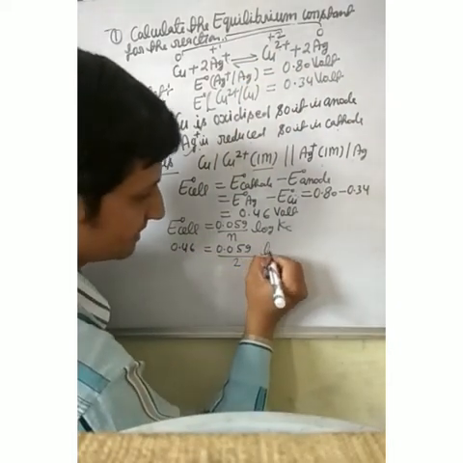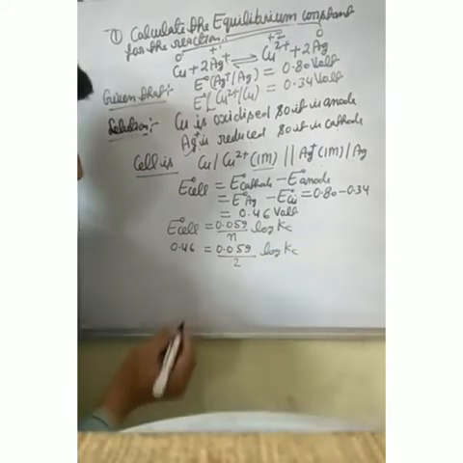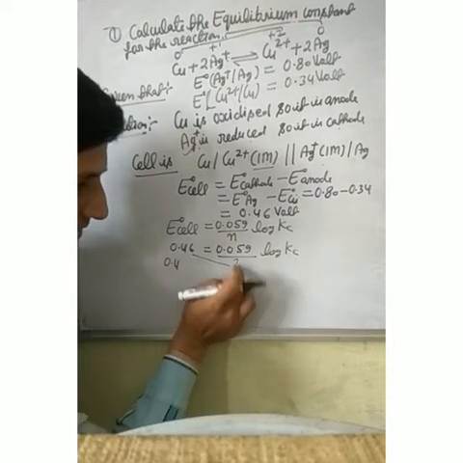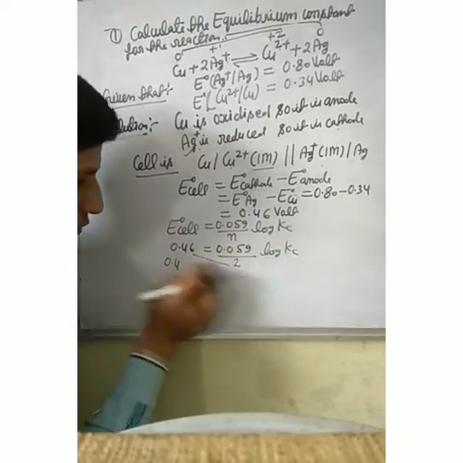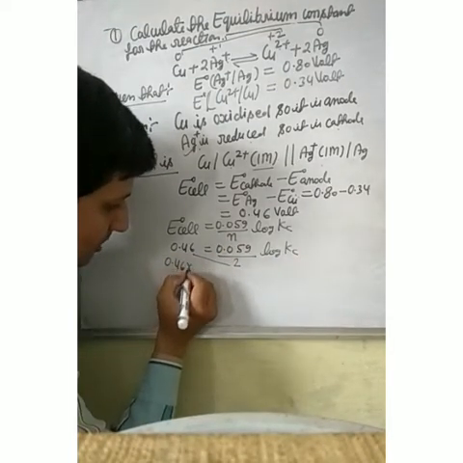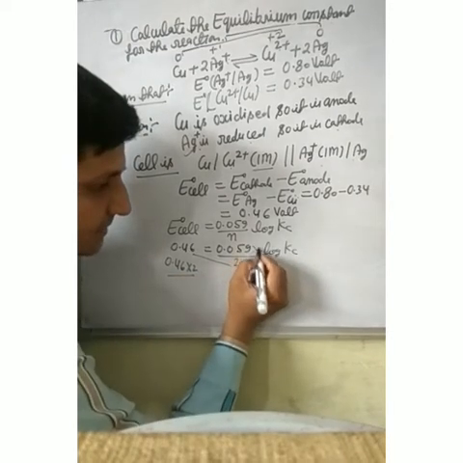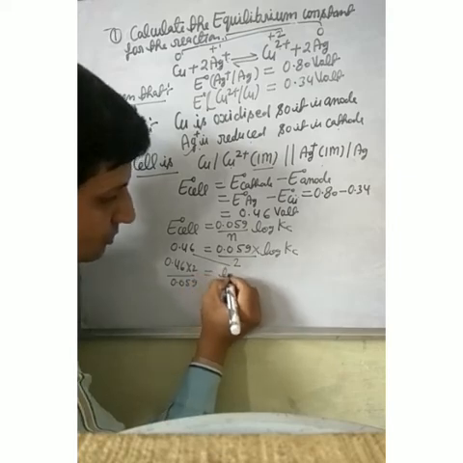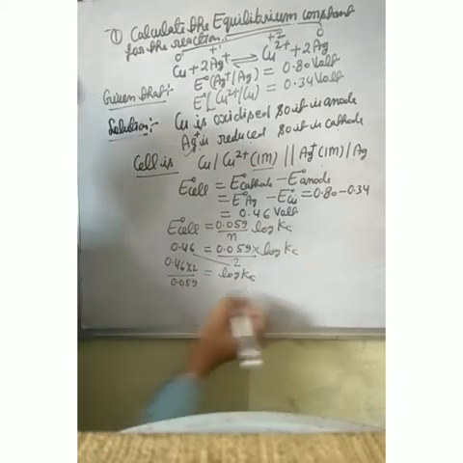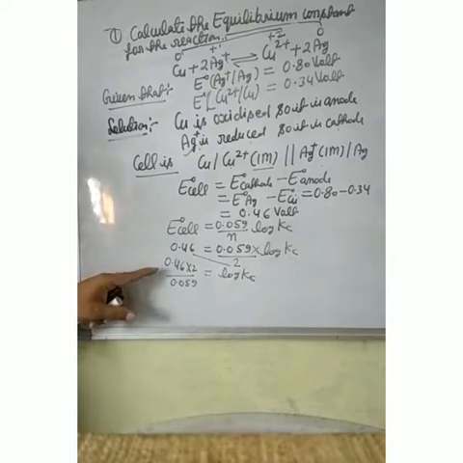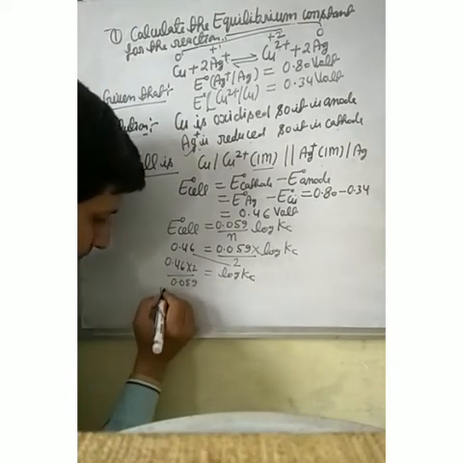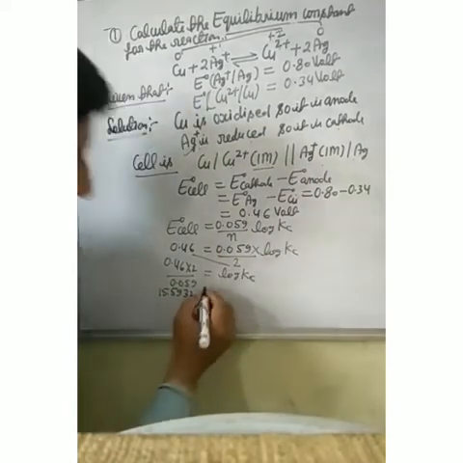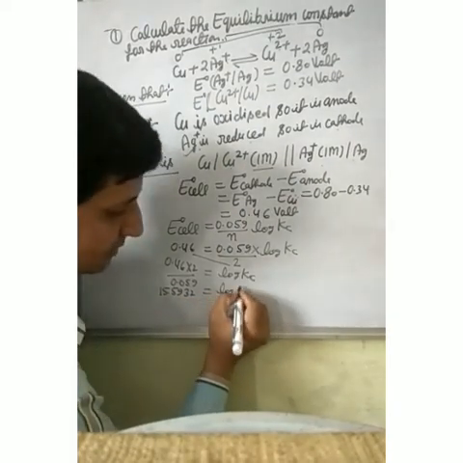And after that is log Kc, which we don't know. The 2 is in division, so it becomes multiplication: 2 into 0.46, and 0.059 is in multiplication, so it becomes division. This is equal to log Kc. Now when we divide, we get 15.5932. So 15.5932 is equal to log Kc.